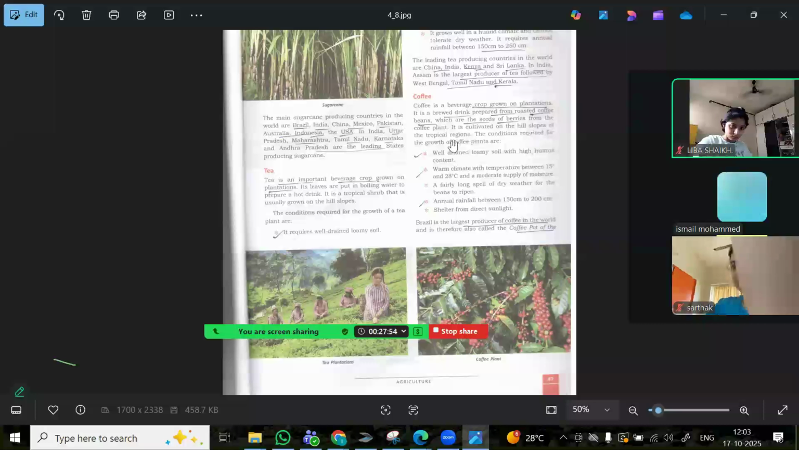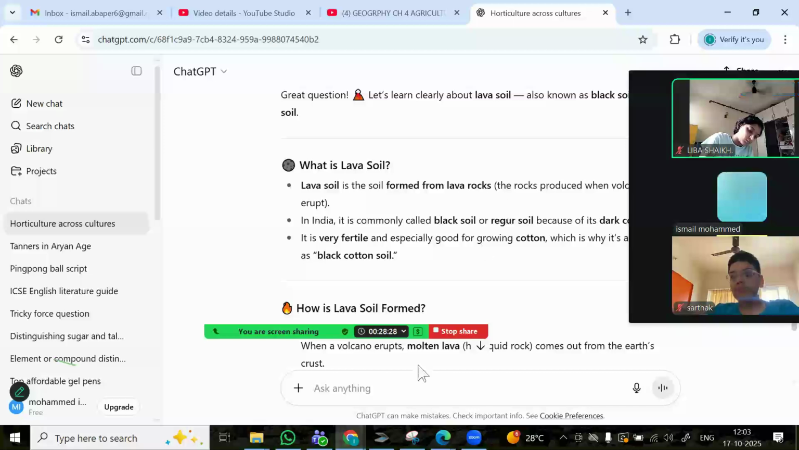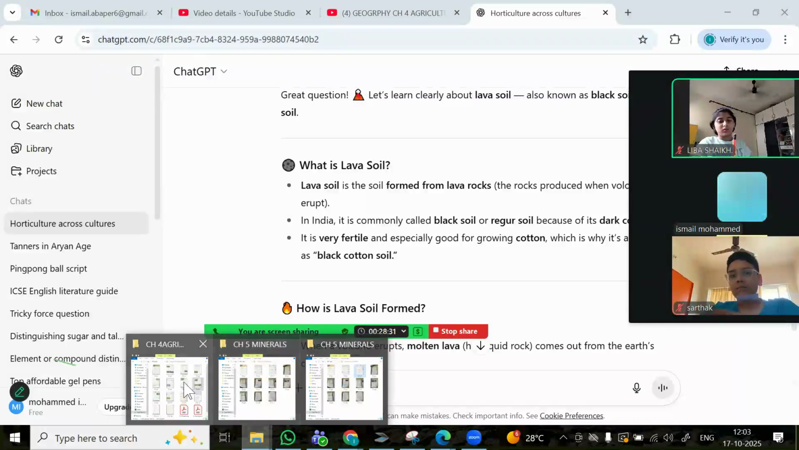It is cultivated on hill slopes in tropical regions, similar to tea, with almost the same conditions: well drained loamy soil, 15 to 28 degrees centigrade, and 150 to 200 centimeters rainfall. As I told, Brazil is the largest producer of coffee in the world. Very important. That is why it is called the coffee pot of the world. Which is the largest country? Brazil. It is also called the coffee pot of the world.